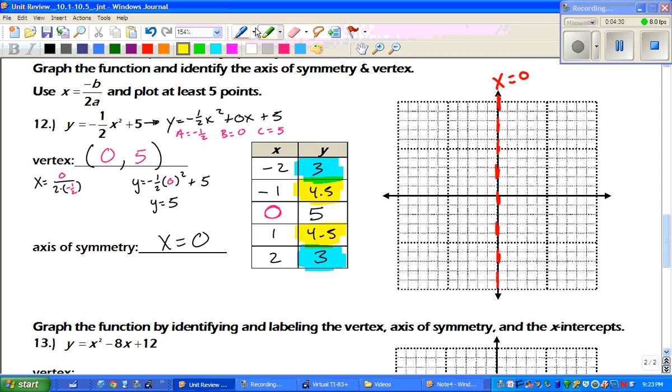Now, is this going to open up or is it going to open down? Remember, you look at that term and it tells you this graph is going to be down. So my vertex is the highest point, so 0, 5. Okay? So now I go to negative 1, 4.5, which is right around there, and then negative 2, 3. And the other points.